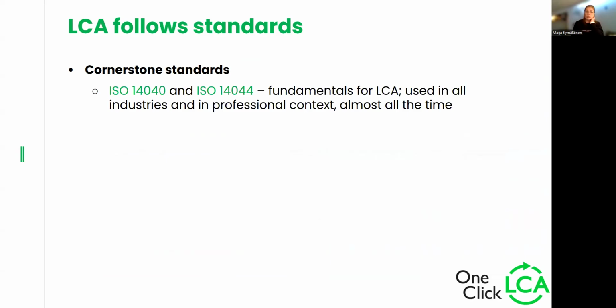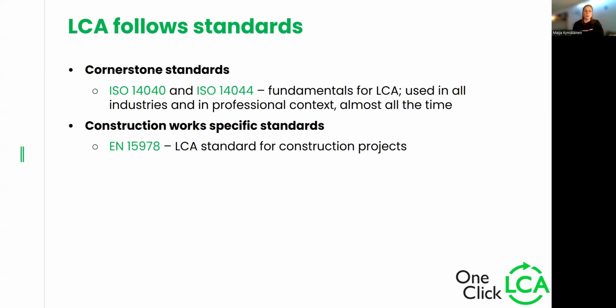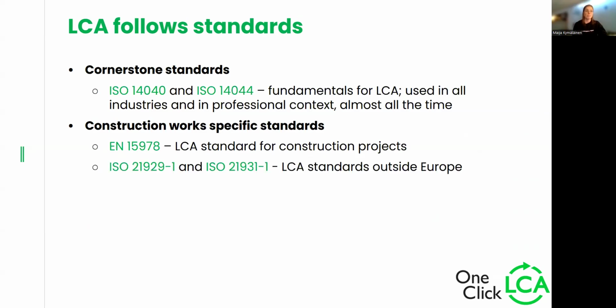So the cornerstone standards for LCA are the ISO standards. So we have ISO 14040 and ISO 14044. So these are fundamental for LCA. They are used also for other things than just building LCA. So they are used in all industries and in all professional contexts. But then we have also construction work specific standards. So EN 15978, as I mentioned. So this is for construction projects, buildings specifically. And then there are also other ISO standards that are used outside Europe.